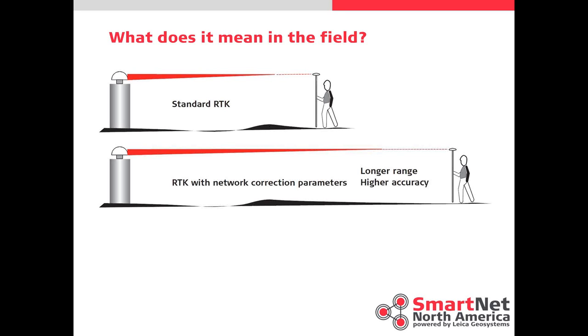So what does it mean in the field? With standard RTK, you can see we're working, and with RTK with network correction parameters, we have longer range and higher accuracy.